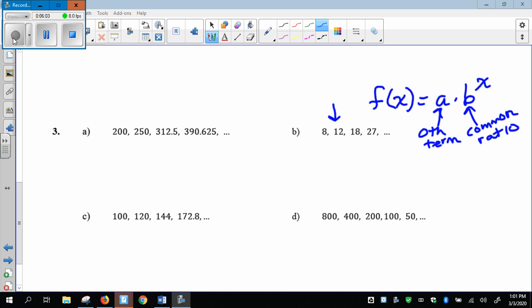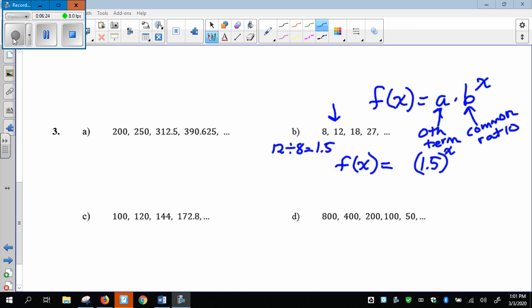So to find the common ratio, we're going to have to divide 12 by 8, and that's 1.5. So that is the b part of the equation here. So 1.5, since it's a decimal, I'm going to put it in parentheses. And then I need to find the 0th term.